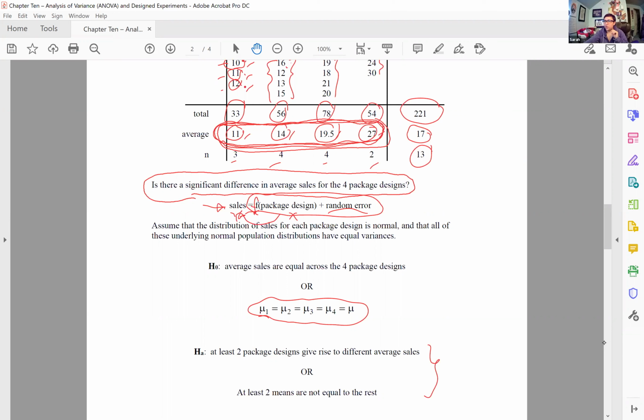Dr. B, can I ask a question? Yep, please. Why is it that your alternate hypothesis is that at least two package designs are different? Why couldn't it just be one? At least two are different from each other. That's what I meant. Oh, thank you. Yes.